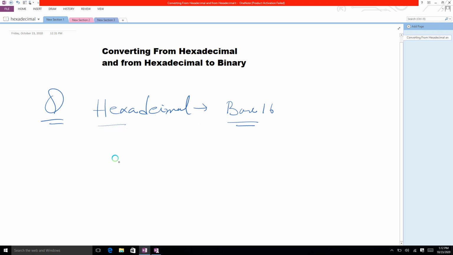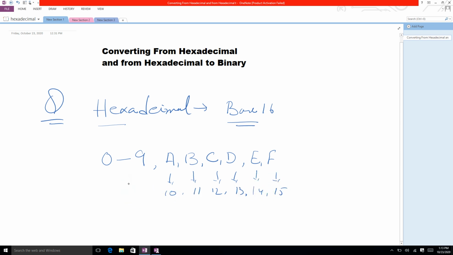That is from 0 to 9, normal numbers like 0, 1, 2, 3, 4, 5, 6, 7, 8, 9, and then there are a few alphabetical letters starting from A, B, C, D, E and F, where A represents 10, B represents 11, C represents 12, D represents 13, E represents 14 and F represents 15. So that makes the complete 16 digits. So hexadecimal is all about 16 digits.